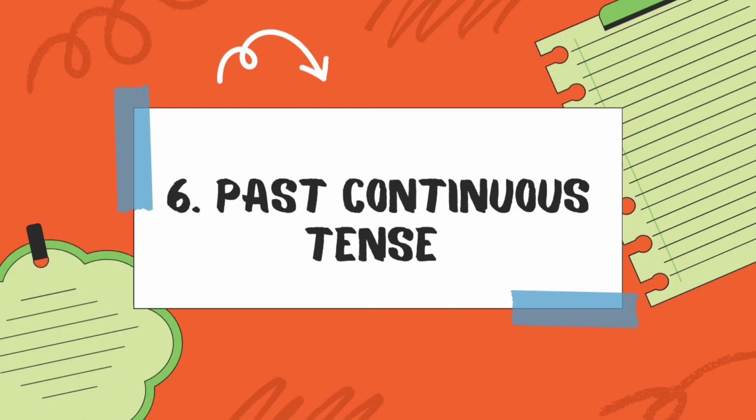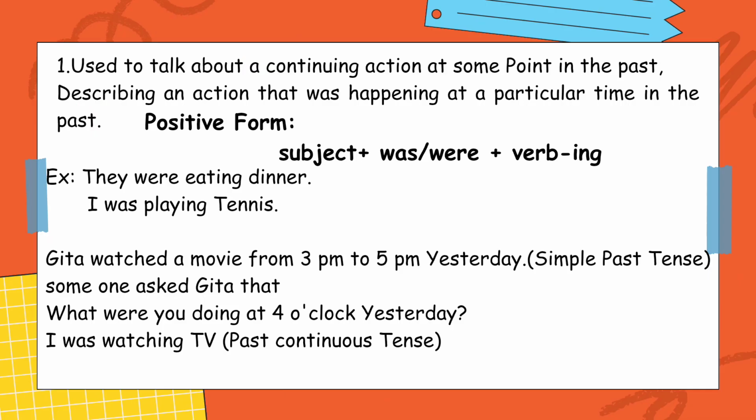Past continuous tense. This tense is used to talk about a continuing action at some point in the past, describing an action that was happening at a particular time in the past. Structure is subject plus was or were plus verb-ing. Example: they were eating dinner. I was playing tennis.